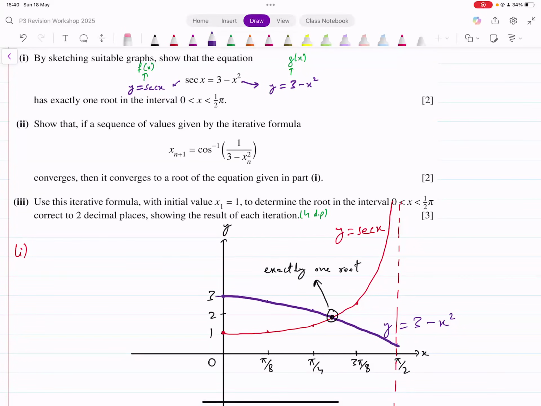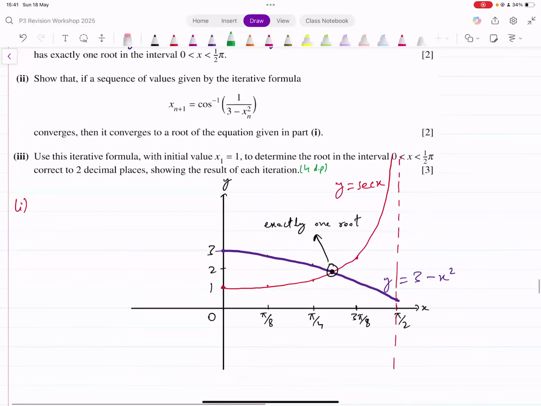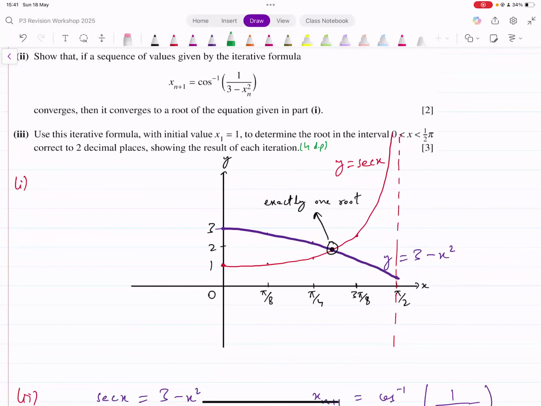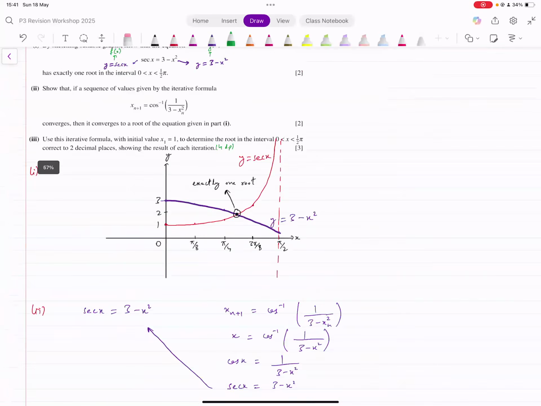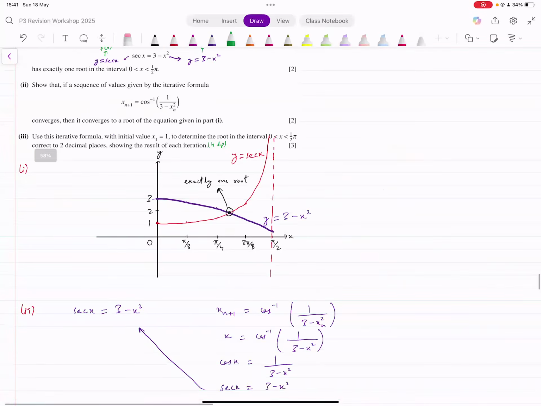They're saying show that it has only one root. So you can clearly see there's only one point of intersection. That's why it's only one root. The next parts are pretty straightforward. We can have a look at this working. It's the same type of question.